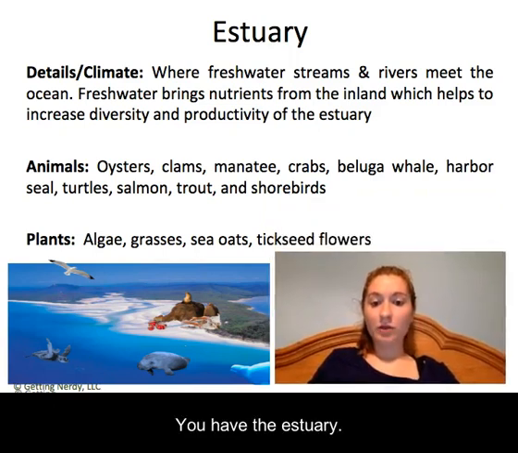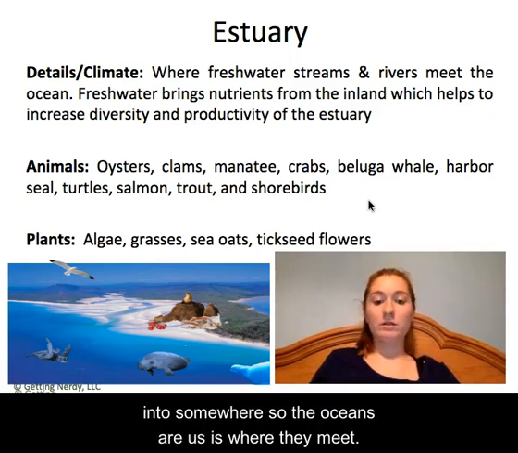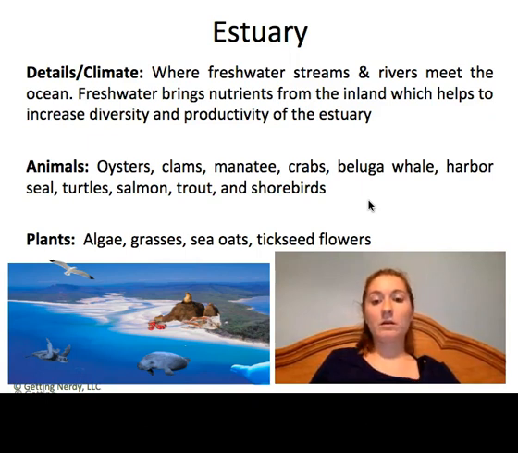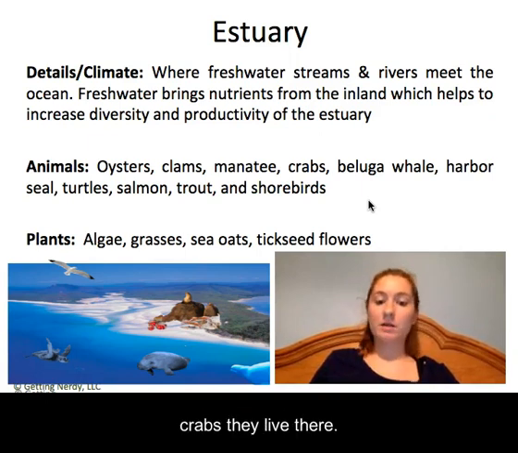You have the estuary. So this is where freshwater streams and rivers meet the oceans. So they're always going to drain into somewhere. So the oceans, this is where they meet. It increases diversity and productivity. Oysters, clams, crabs, they live there. Algae.